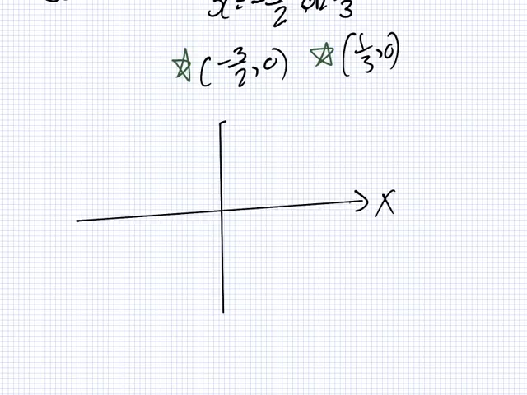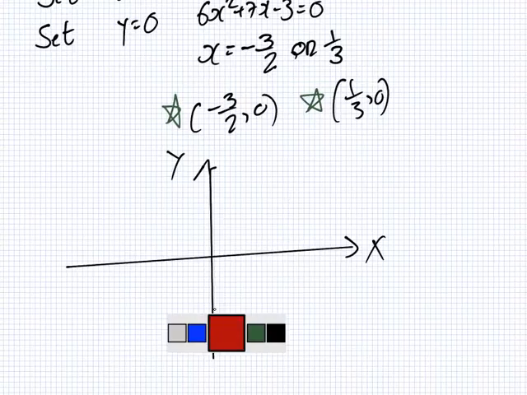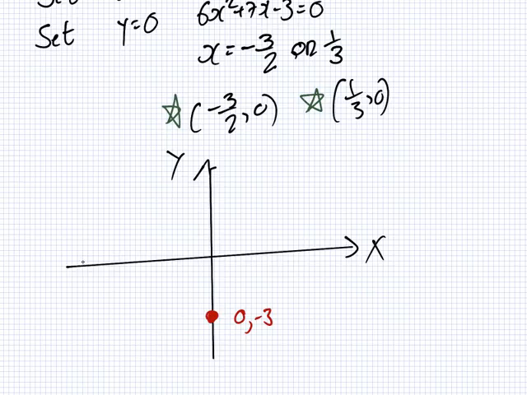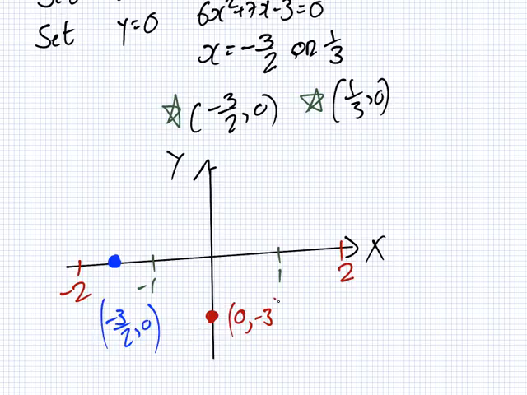Okay, so here is x and here is y. My first point is 0, minus 3, so I'll put that here. Let's say this is minus 2 and this is plus 2, so this is minus 1 and that's 1. This point would be about here, that's minus 3 over 2, 0. And then this point here is 1 over 3, 0, so that would be about here.